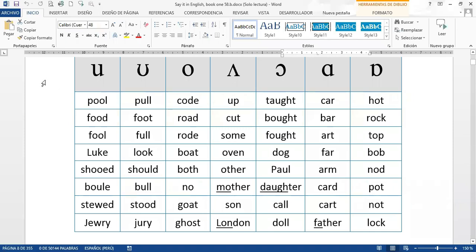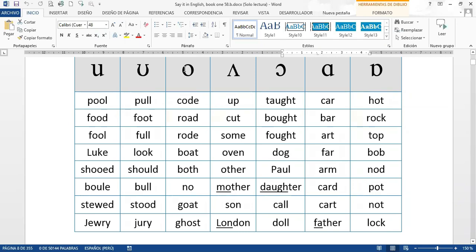How many vowel sounds are there in English? We have 15. Here we have oo. This oo is similar to Spanish. For example, pool, food, or fool. Here, this sound is similar to this, but this is not exactly oo. For example, we have pull, foot, or full. So let's compare. Pull, pool, food, foot, fool, full.